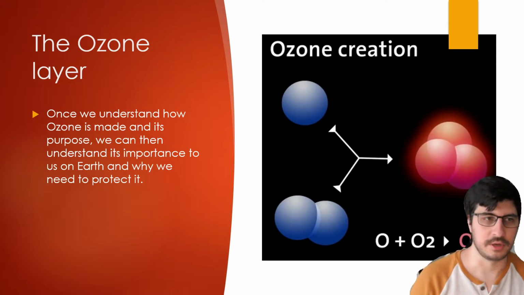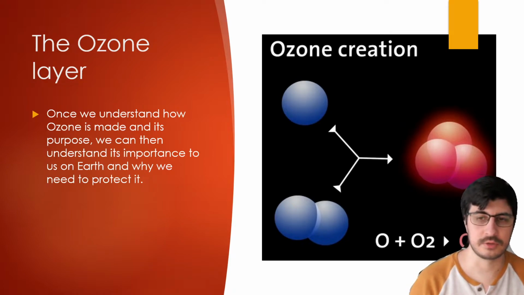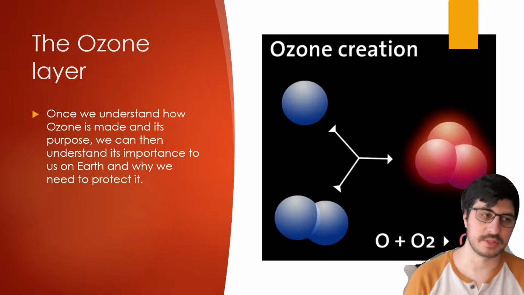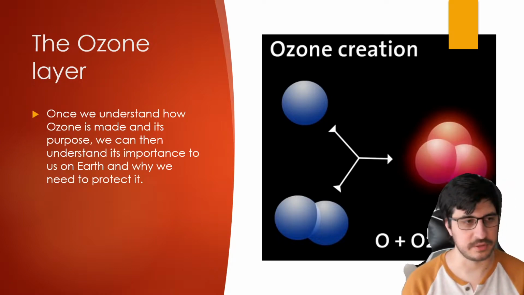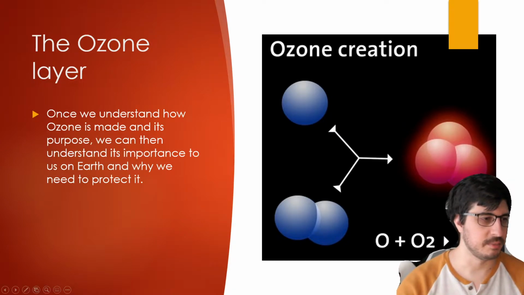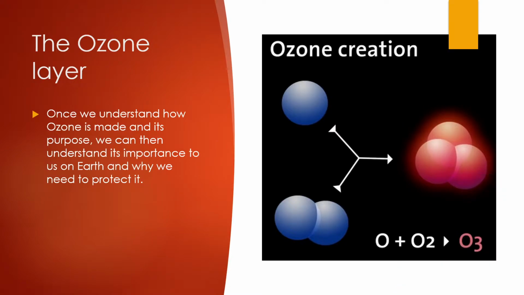So the ozone layer. Once we understand how ozone is made and its purpose, we can then understand why it's important to us on Earth and why we need to protect it. I'm blocking this a little bit, so I'll take my face off for a second. But you can see there that O2 plus O, an oxygen atom with an oxygen molecule, creates O3, which is your ozone.